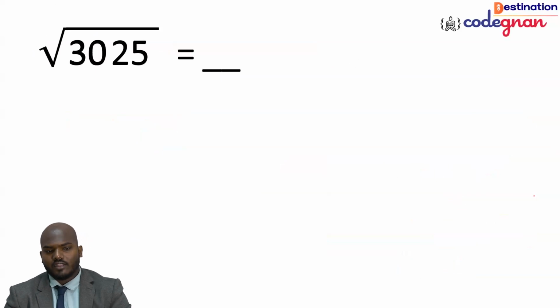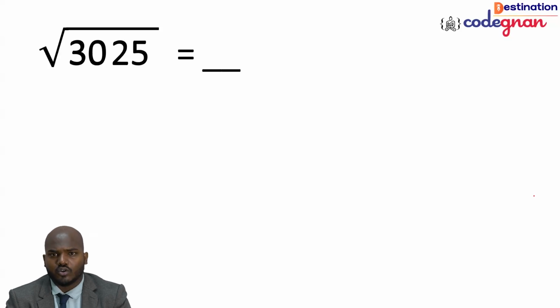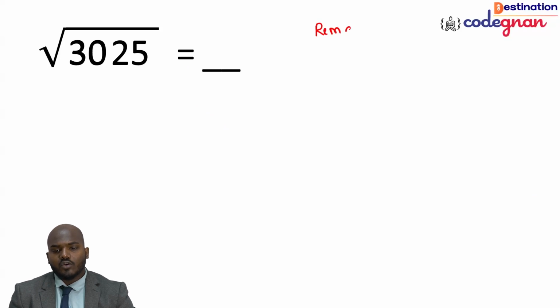So we have the number 3025. I'll give you 1 minute. How can you find the square root of 3025? Can anyone have any idea about this? We have to solve this without any calculator. We have a method called the remaining unit digit method.